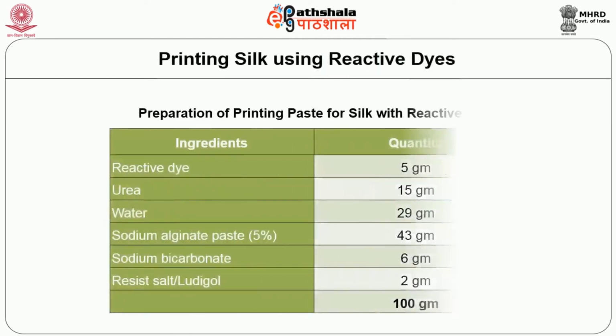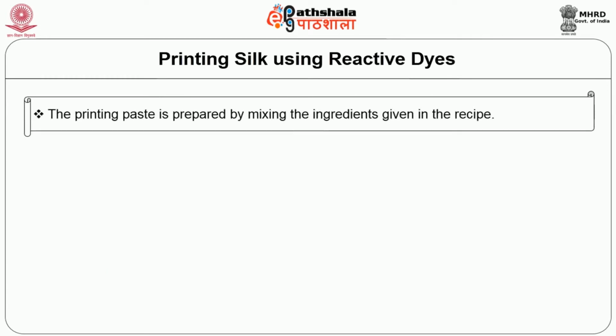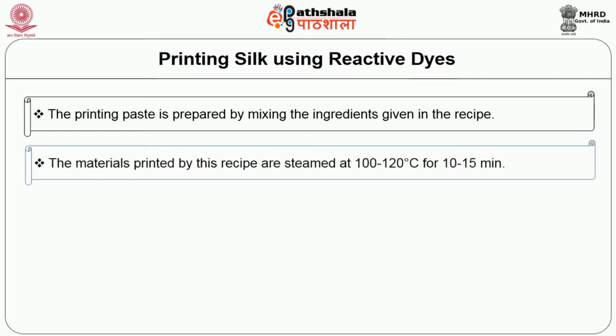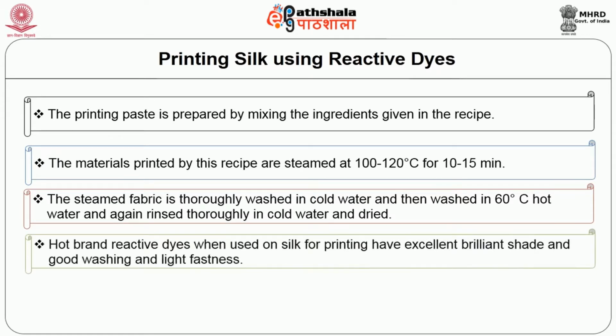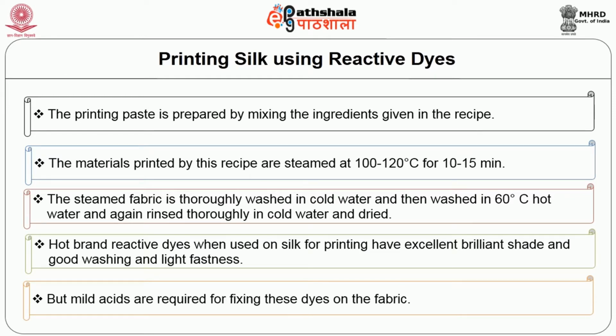Printing silk using reactive dyes. The printing paste is prepared by mixing the ingredients given in the recipe. The material printed by this recipe is steamed at 100 to 120 degrees centigrade for 10 to 15 minutes. The steamed fabric is thoroughly washed in cold water and then washed in 60 degrees centigrade hot water and again rinsed thoroughly in cold water and dried. Hot brand reactive dyes, when used on silk for printing, have excellent brilliant shade and good washing and light fastness. But mild acids are required for fixing these dyes on the fabric.